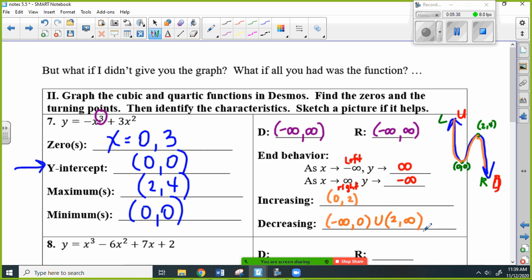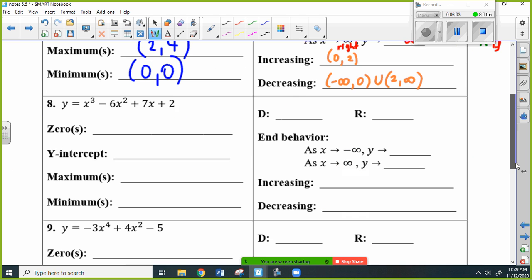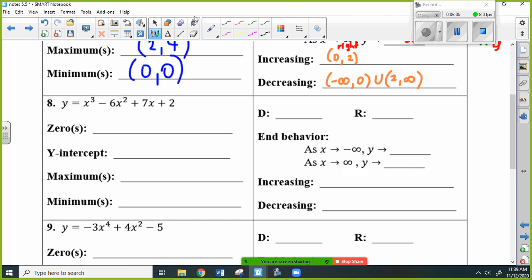Okay? That is the only thing that's different about this than what we just finished doing, is that you have to get the graph from Desmos. Now, because it's in Desmos, it is a lot more likely to have decimals for answers. Okay, so let's look at the next one, and you'll see what I'm talking about when I say decimals.